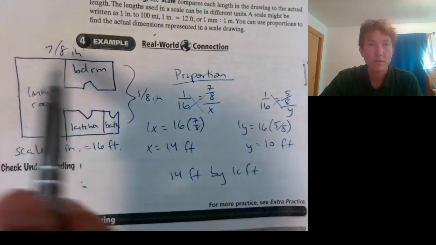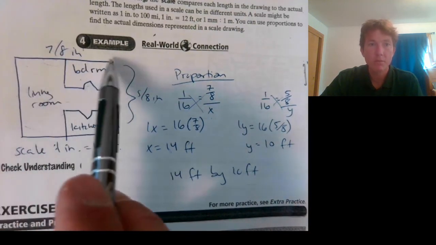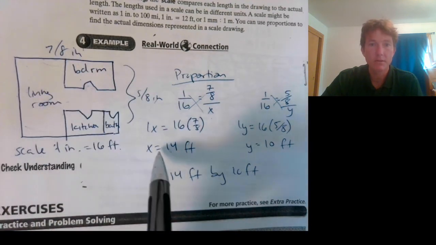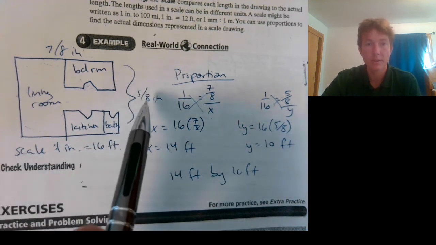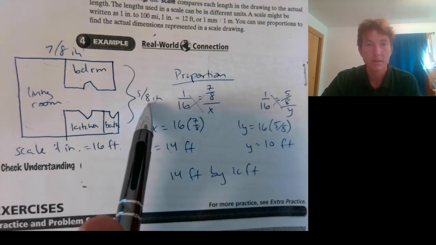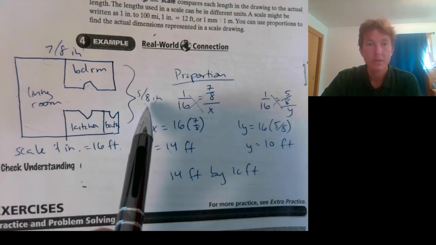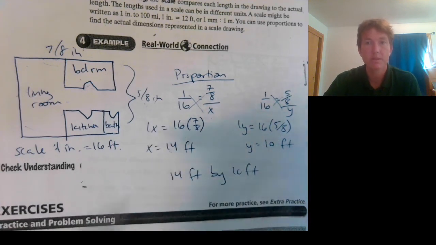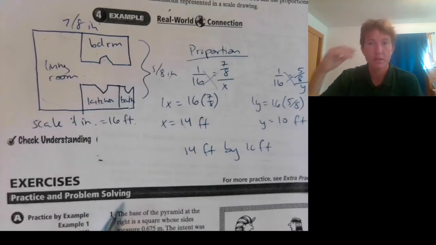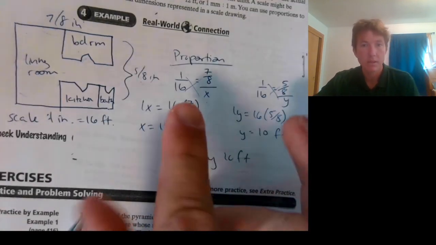1 inch. So if this were 1 inch, it would be 16 feet, right? Well, it's almost 1. It's 7/8. So that means that your actual dimensions should be close to 16. So we got 14. And then over here, this is close to half an inch. Half of 16 is 8. So when I took 5/8 and I multiplied it by the 16, I got the 10, which is close to 8. Okay, so that's just thinking your way through the problem, because you're not always going to remember how.